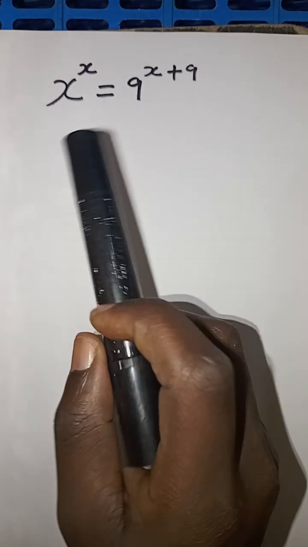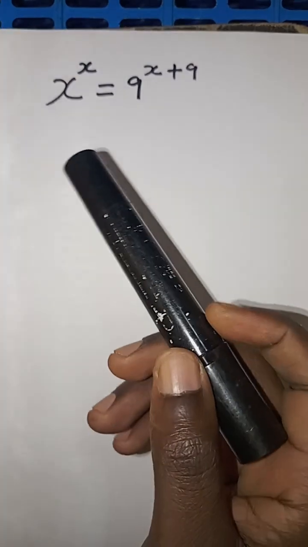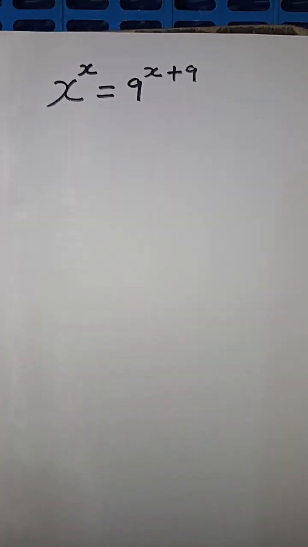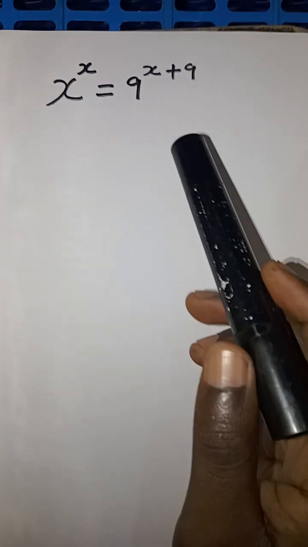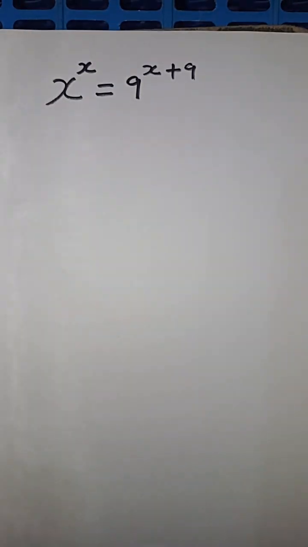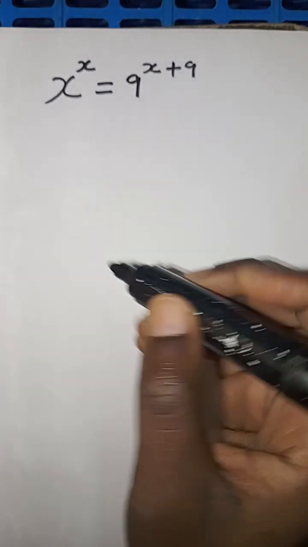So today we have an exponential equation, a very amazing one, given that x raised to power x is equal to 9 raised to power x plus 9. So we are required to predict the actual value of x.